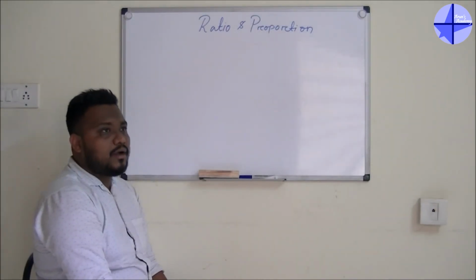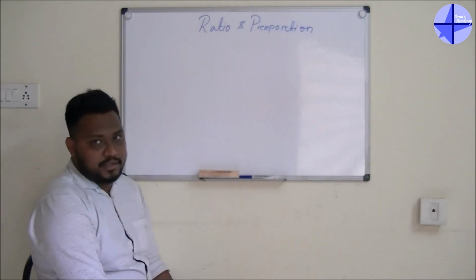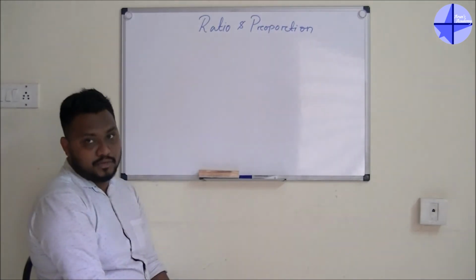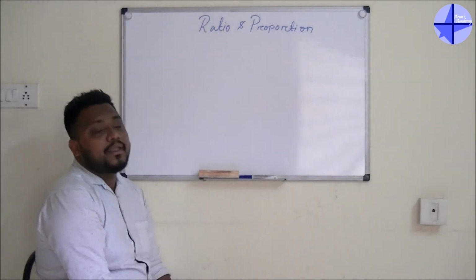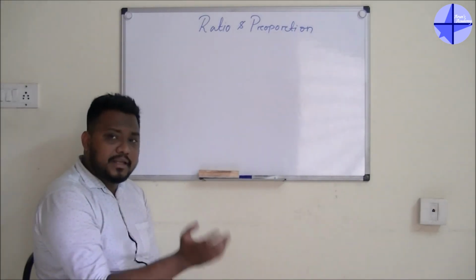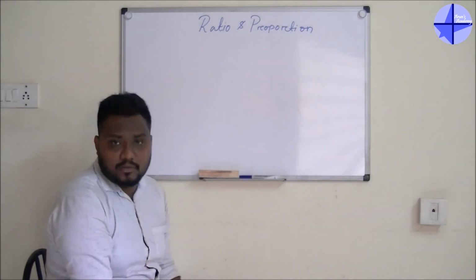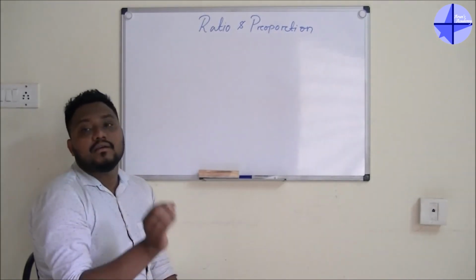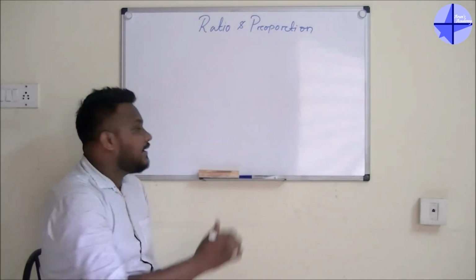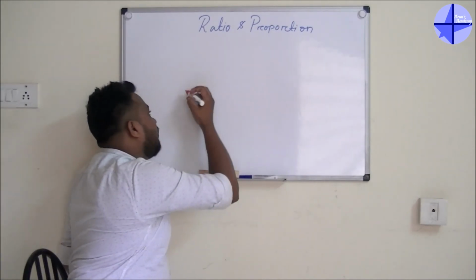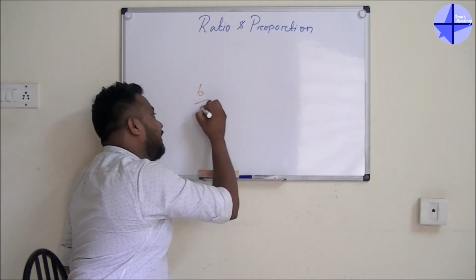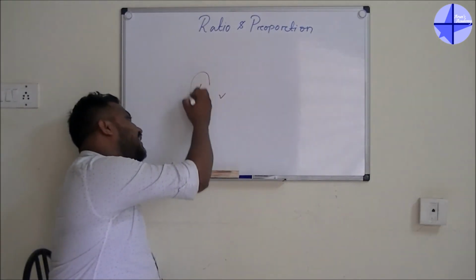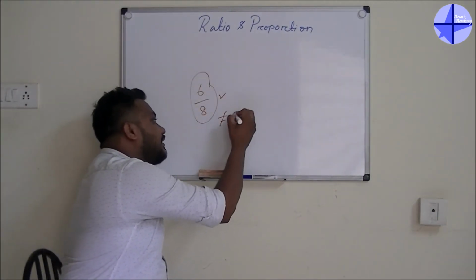Guys, you already know what is a fraction. So the smallest fraction is known as the ratio. I will show you. Fraction means whenever you are taking p divided by q and q is not equal to 0. That time you took it as a fraction, like 6 by 8 is also a fraction. But guys, 6 divided by 8 is not a ratio.